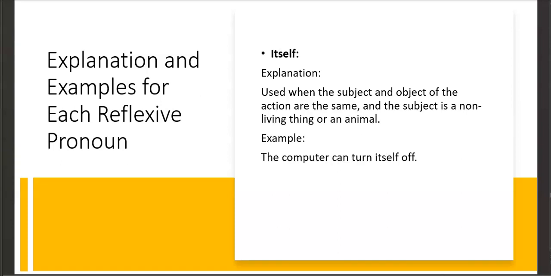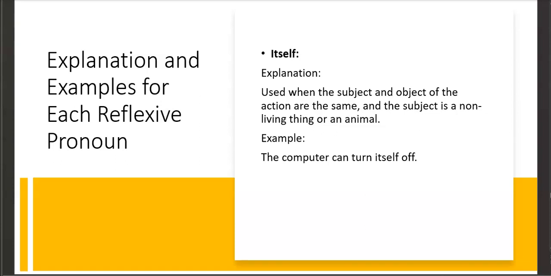Now we have itself. For itself, it's used when the subject and the object of the action are the same again, and the subject here is a non-living thing or an animal. So itself is used for non-living things like plants, trees. Trees are living actually. Don't forget about that. From your science class, I think you've been told that trees and plants are living things. So we can also use it on trees. The tree grew itself.